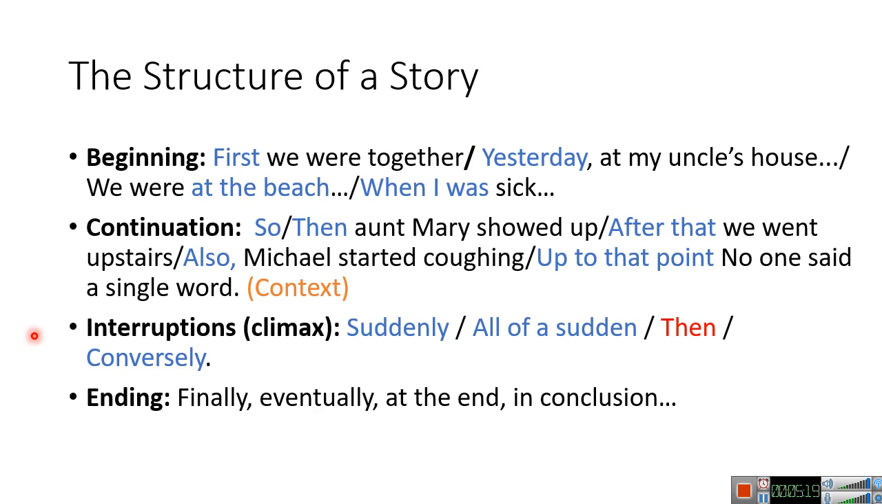Now, let's go with the structure of a story. We have beginning, continuation, interruption, and ending. For each of these, we have very special words that let us know that you're talking about the beginning or that you're talking about the continuation and so on. I have marked some of these words in blue and some in red. We're gonna see why. And at the end, finally, eventually, I haven't marked them in blue because they're very easy to spot. So let's start with the beginning.